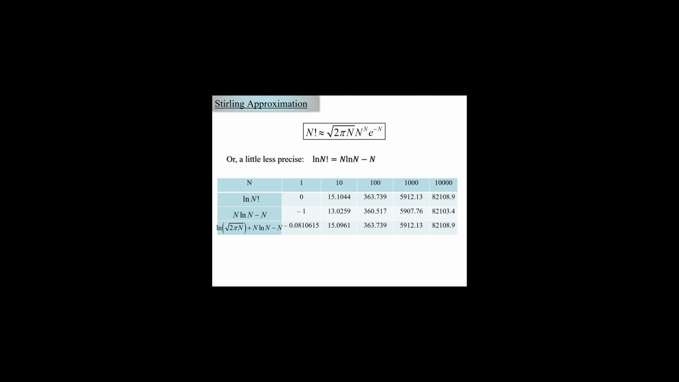And if we reach 10,000, we are very, very close. And given that most of our systems are going to have on the order of 10 to the 23 or more particles, our n's are going to be very, very large, and the difference between the natural log of n factorial and n times the natural log of n minus n, as in the second line, is going to be very, very small. These are going to be essentially the same thing for any reasonable numbers that we are going to use.